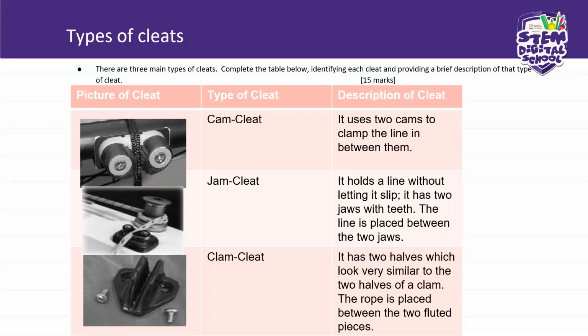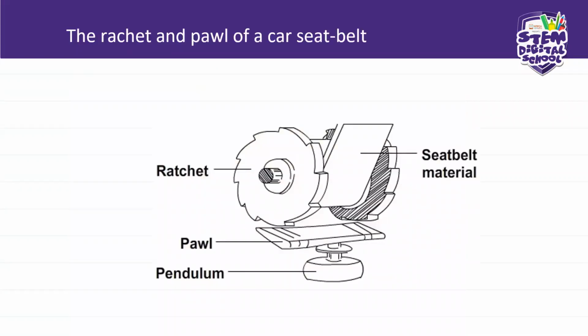Okay, then the ratchet and pawl. Where do we find the ratchet and pawl? The ratchet and pawl can be found, for example, in a car seat belt. You can see here is the ratchet, here is the pawl. So this is the pendulum. The pendulum is what rotates. It's what turns. Now let us look at the ratchet and pawl.